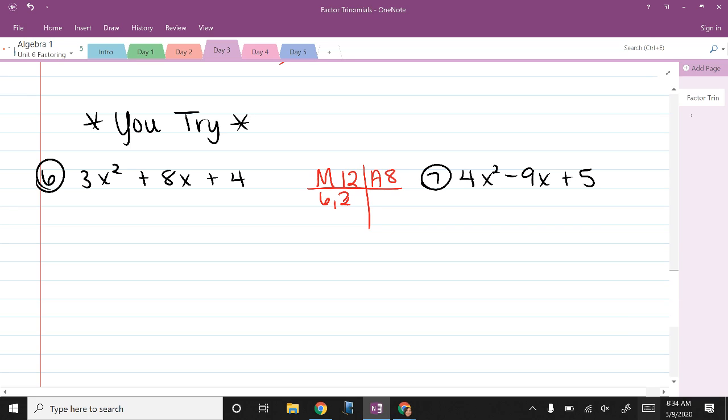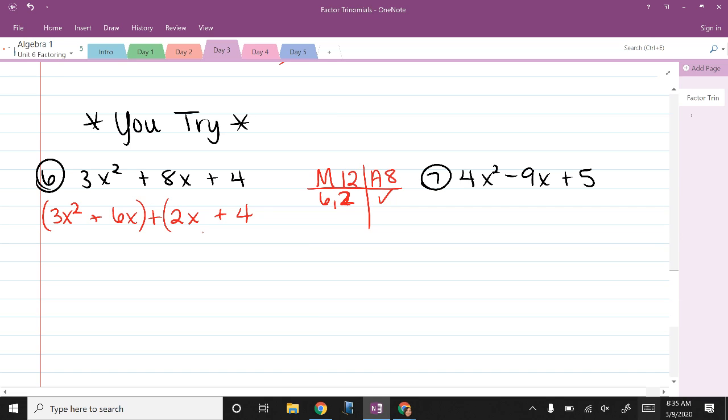Now, if you do yours in a different order than mine, then your work is going to look different than mine, but your binomials should be the same. Okay? So I'm just going to do it this way. 3x squared plus 6x plus 2x plus 4. If you swap the order, then your grouping is going to be a little different than mine on the screen, but I'm telling you, your binomials will be the same. So I just did it that way.